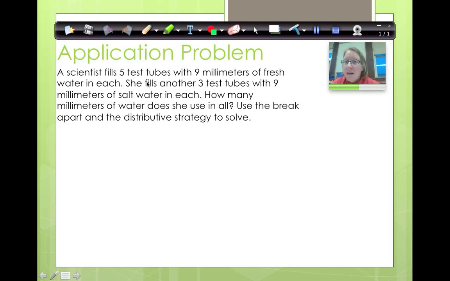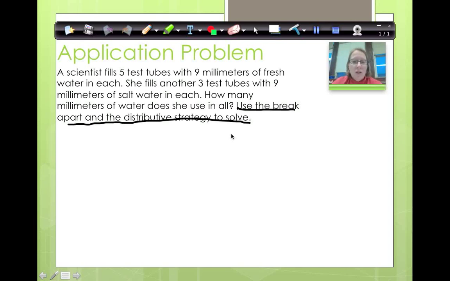It's both together. But it tells us that we need to do something. It's not letting us have a choice this time. We have to actually do what it says. It says use the break apart and the distributive strategy to solve. Okay, well then we will do that.